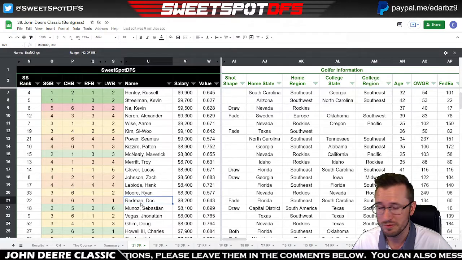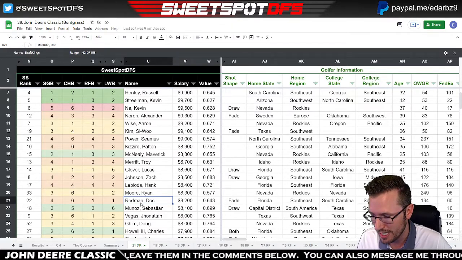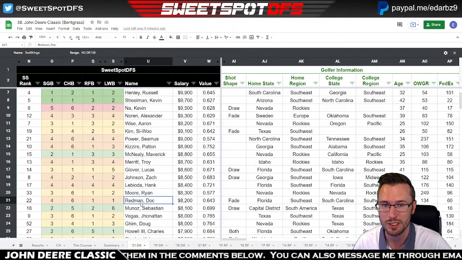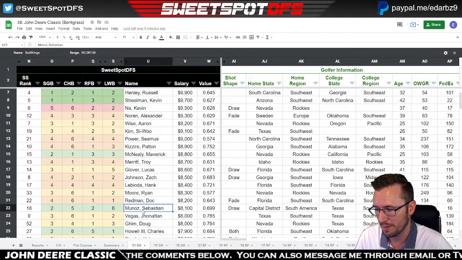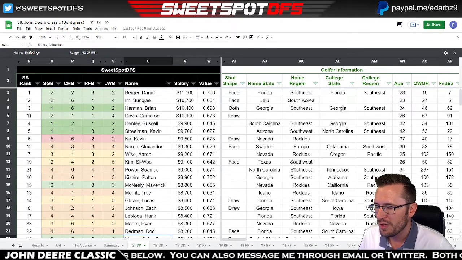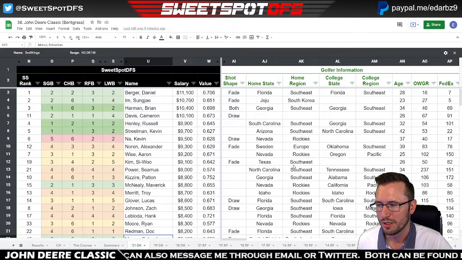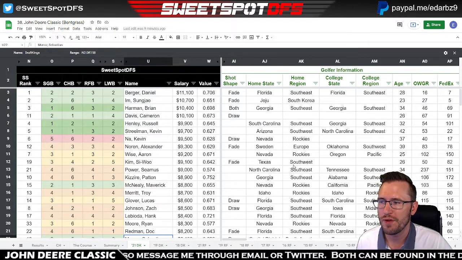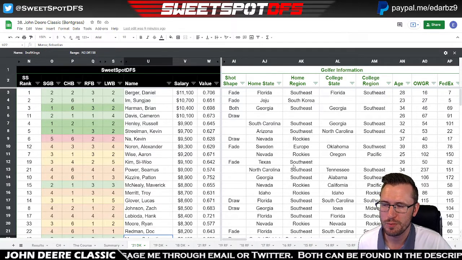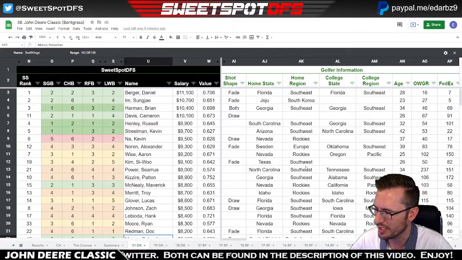And Doc Redman has had some bad results, but because he was so popular last week, I think that's why he's in the 8K range this week. Same applies with Sebastian Munoz. So that's how I feel the 8K range normally is. It's either overvalued golfers that should be in the 7K range. I guess they're just going to be overvalued no matter what, doesn't matter for what reason. So I'll just leave it at that.